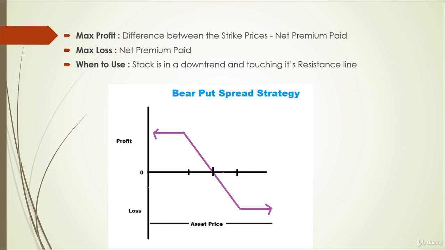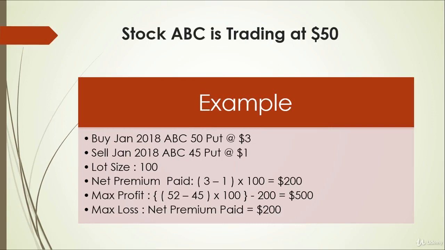And if the stock price rises above the long put, then we suffer a maximum loss equal to the debit taken when entering the trade. Suppose stock ABC is trading at $50. You are bearish about the stock price as it is in downtrend. So you enter a bear put spread by buying a January 52 put for $3 and selling a 45 put for $1. So the cost of the trade is $2 for entering the position.